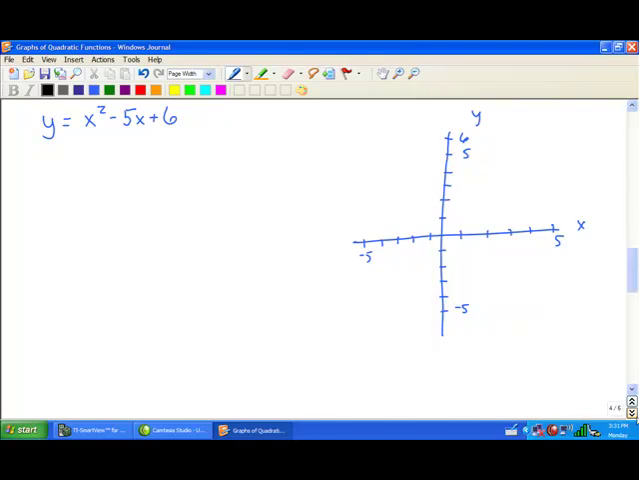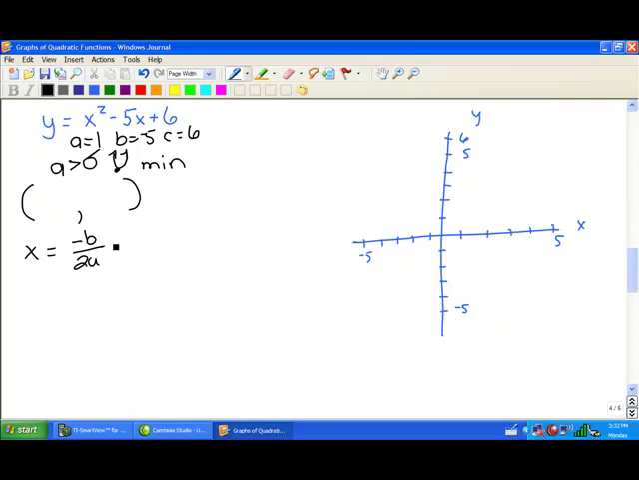If y equals x squared minus 5x plus 6, the a equals 1, the b equals negative 5, the c equals 6. Since our a is greater than 0, we know that the parabola will open up, therefore having a minimum. Finding the vertex point for the x, we'll take the opposite of b over 2 times the a. The opposite of negative 5 divided by 2 times 1 will be a positive 5 over 2. So our x-coordinate is going to be the fraction 5/2.